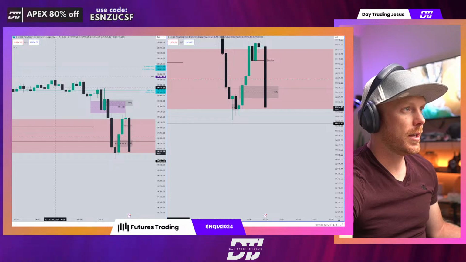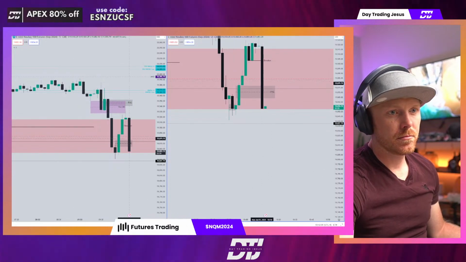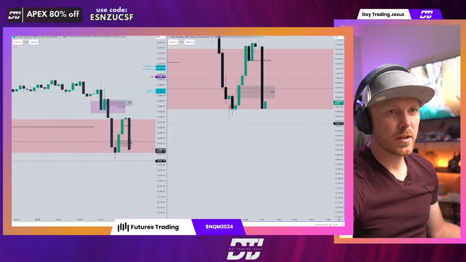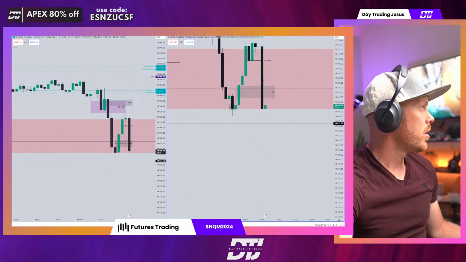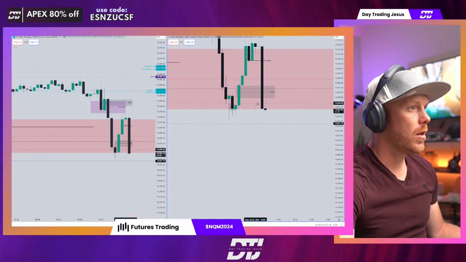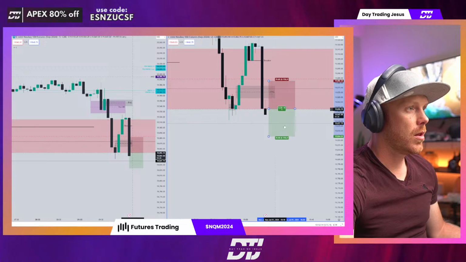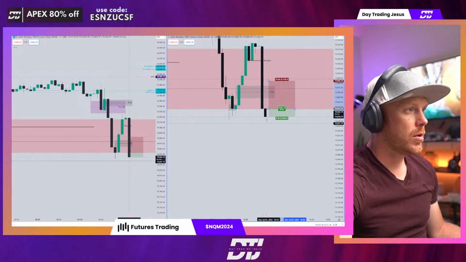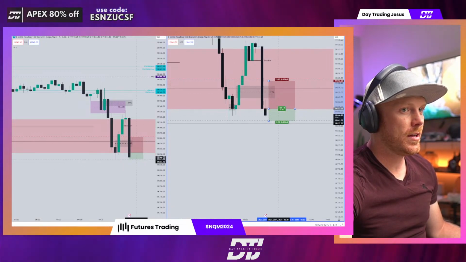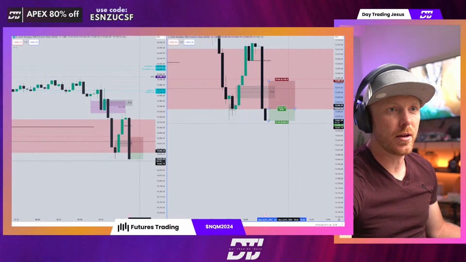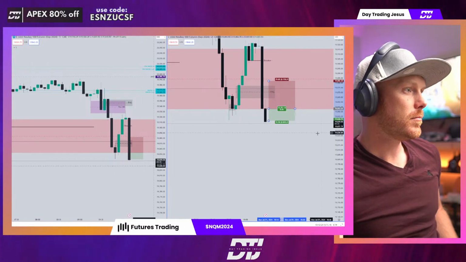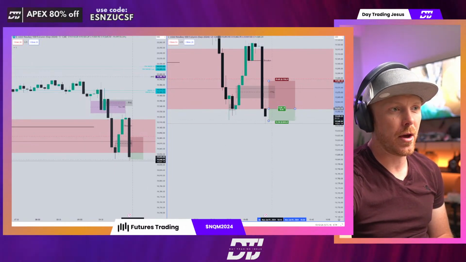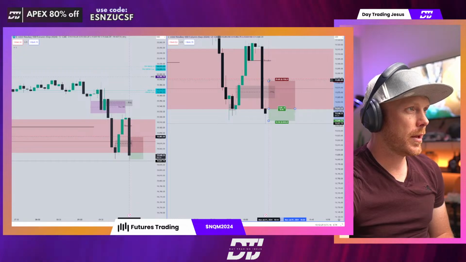All right, we're going to get in short right there. Let's see if it wants to run against us or if it's going to continue to grab these lows. Target break even needs to be moved right there. All right, there's my target. I'm out for 60 ticks. We just hit that target right there and I'm out. There's our play, guys. Did you see that?